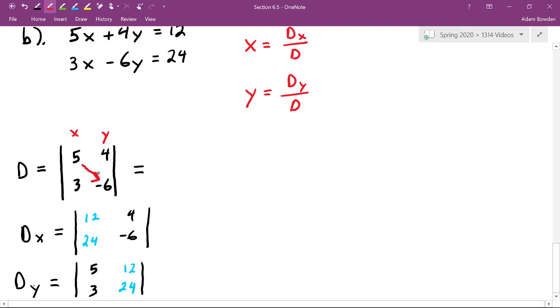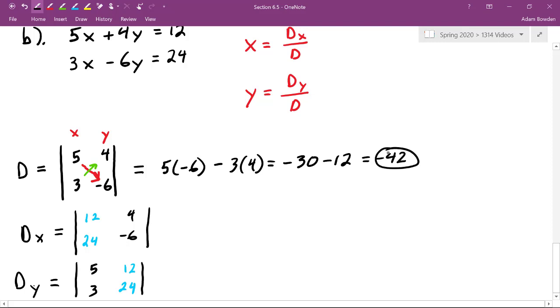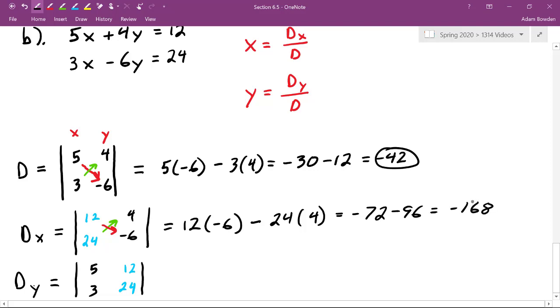The first one we'll start off with 5 times negative 6 minus 3 times 4. That would be equal to negative 30 subtracted by 12, negative 42. This next one will multiply the 12 and the negative 6, minus 24 times 4. That's going to equal negative 72 minus 96, or negative 168.